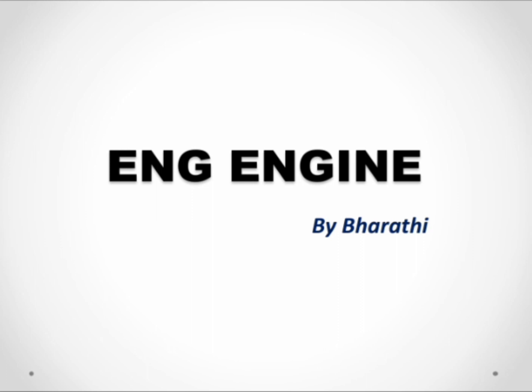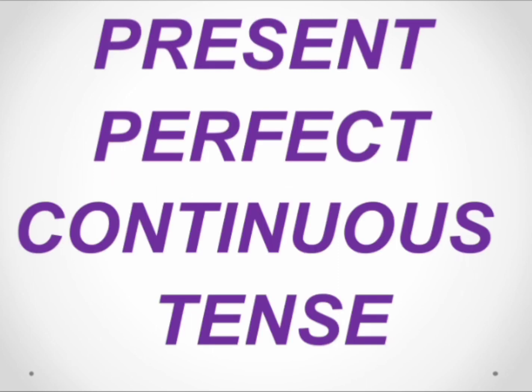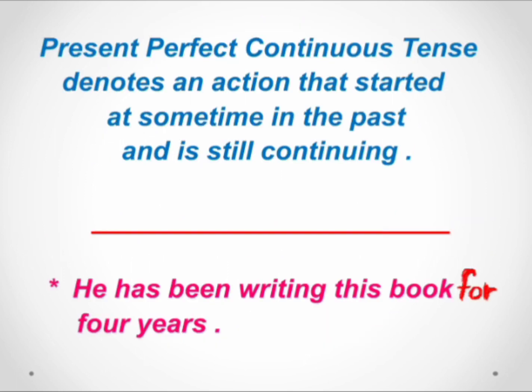This video is about present perfect continuous tense. Always remember, tense means the time of action and verb plays a major role in tenses, and verb is a word that denotes an action, a state of being and possession. Now to the video. Present perfect continuous tense denotes an action that started at some time in the past and is still continuing.